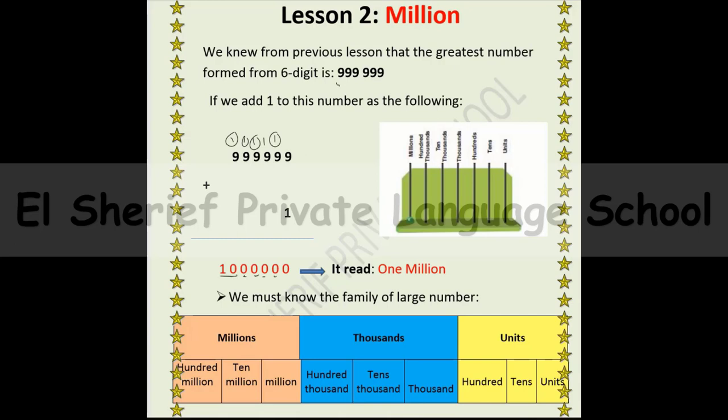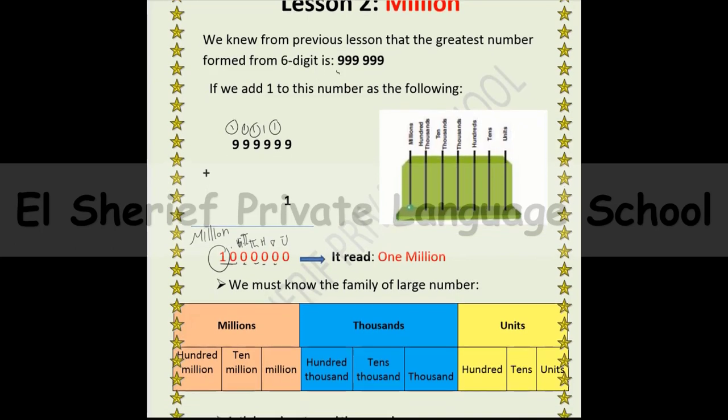Now we have units, tens, hundreds, thousands, 10,000, sorry, 100,000, and the new place value is called million. And now we can say that 1 million is the smallest number formed from 7 digits.